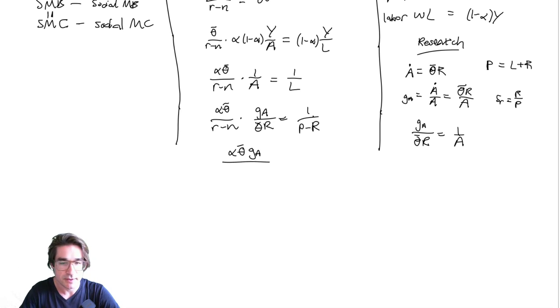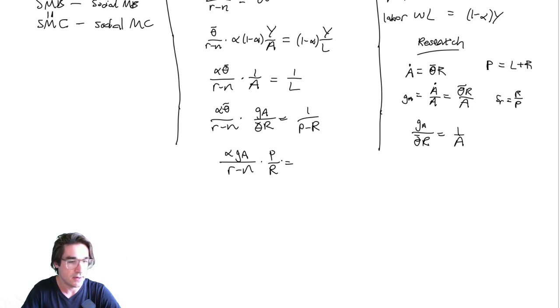actually, I guess if you multiply both sides by P, then there was some canceling that I didn't notice. First of all, these theta bars are going to cancel. So we're going to get alpha g_A over R minus n. You multiply both sides by P, so then you get P over R, which is 1 over s_R. And then here you get P over P minus R, which is actually 1 over 1 minus s_R.